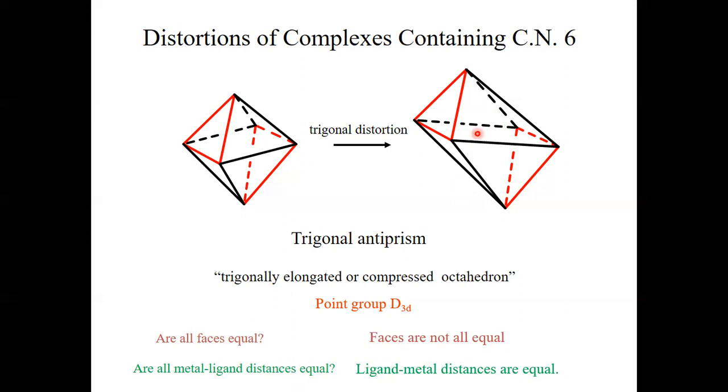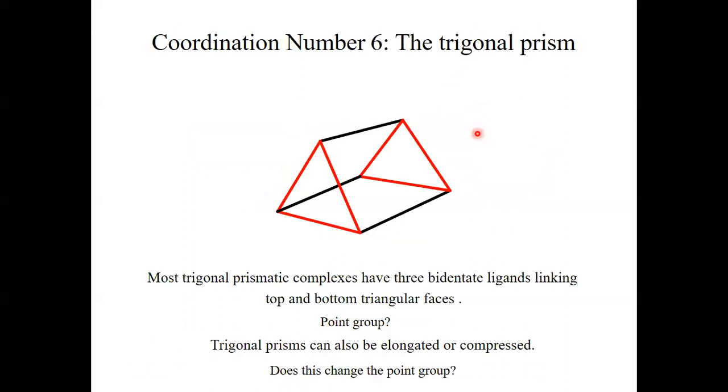All right, so there's another shape that we should discuss, which is not derived from an octahedron, that's the trigonal prism. So the trigonal prism is related to the trigonal antiprism that we just discussed, in the sense that now the two opposite triangular faces are not oriented in a staggered fashion, but in an eclipsed fashion.